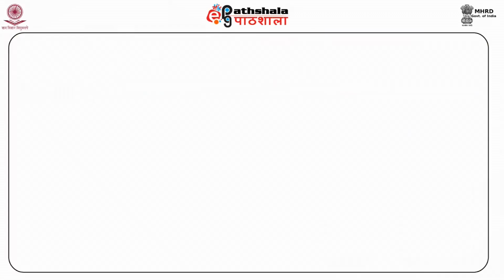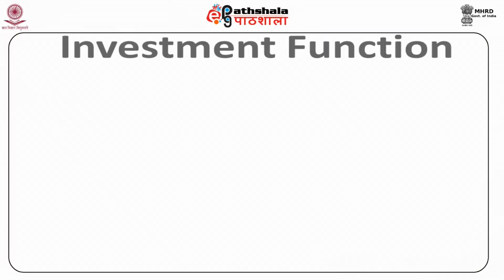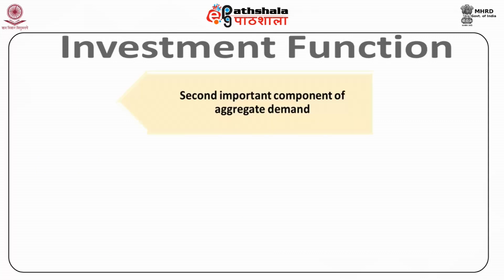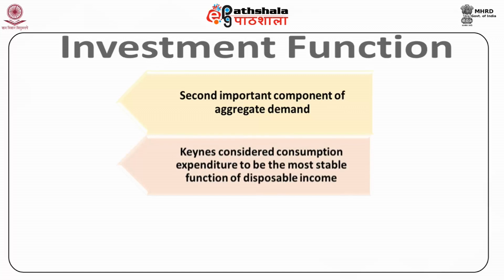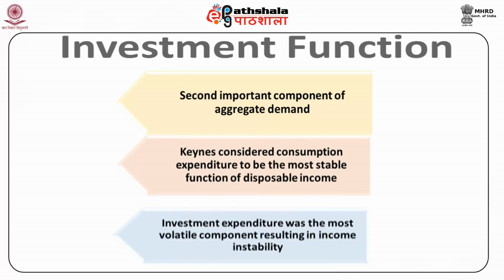Another concept is that of the investment function. Investment or gross private domestic investment constitutes the second important component of aggregate demand. While Keynes considered consumption expenditure to be the most stable function of disposable income, the investment expenditure was the most volatile component, resulting in income instability.